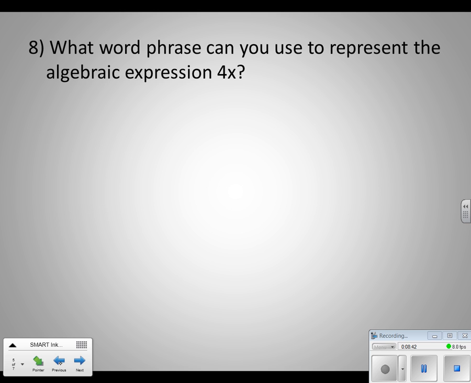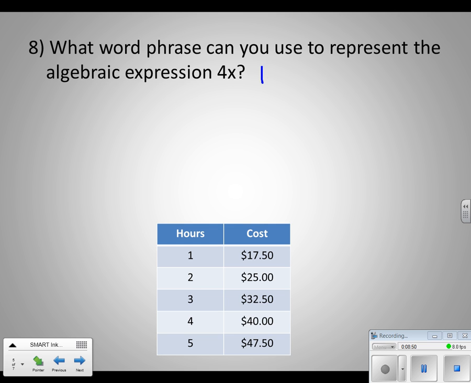Let's see here. What word phrase can you use to represent the algebraic expression 4x? And so that would be a product. So I would say the product.